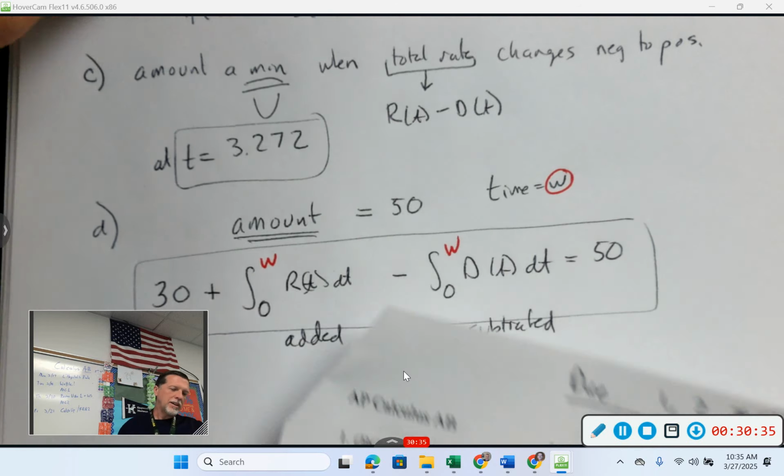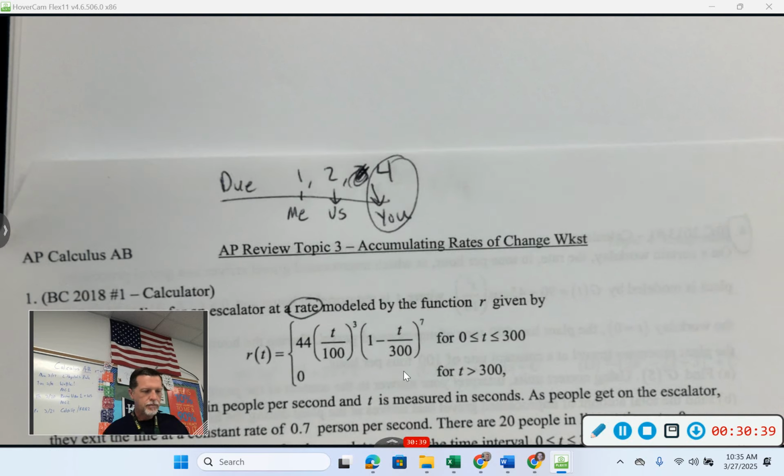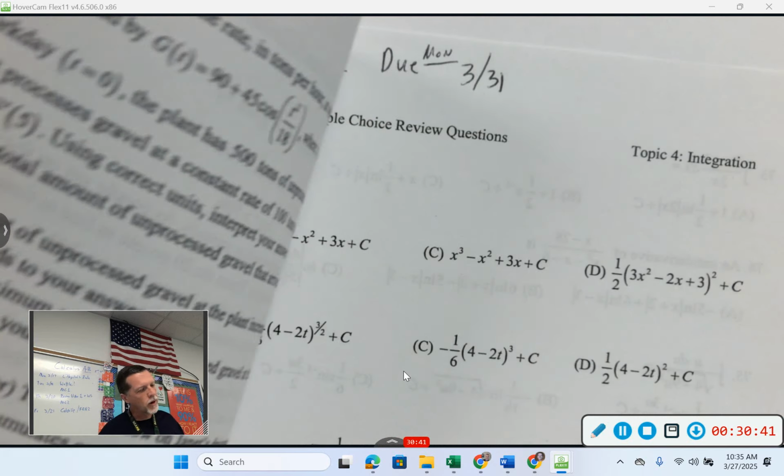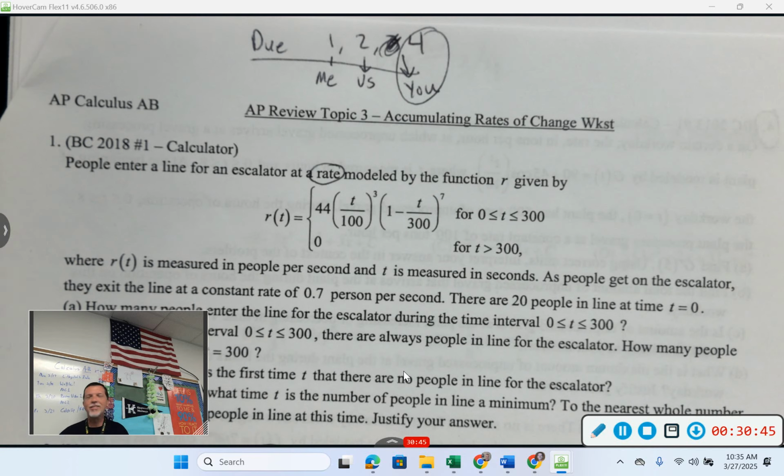Okay, I want to make a minor change here. Instead of you doing number 3, I want you to try number 4, because number 4 is really close to 1 and 2. And that's the more common problem. They give you a rate in, they give you a rate out, and then ask all kinds of questions. And that matches what number 4 is.